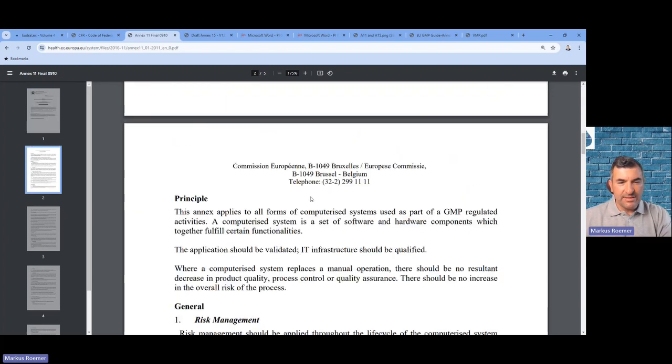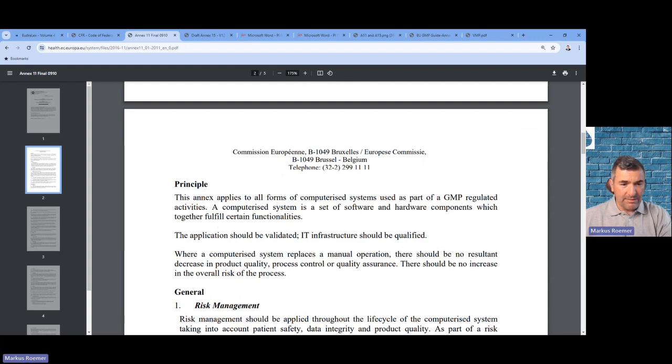It even starts to be interesting in the principle section, where this sentence is the most magic one: the application should be validated. It's not saying the computerized system should be validated, but the application. So it's moving it to a higher level, the application, the interaction of the user, of the operator, of the analyst with the computerized system. And here also, this annex applies to all forms of computerized systems used as part of GMP-regulated activities. That could be training, changes, whatever, but also production and QC laboratory.